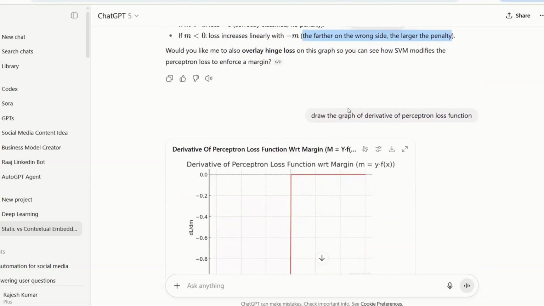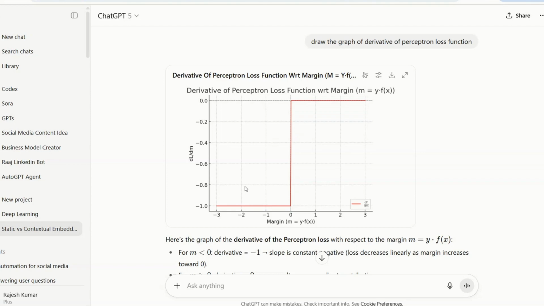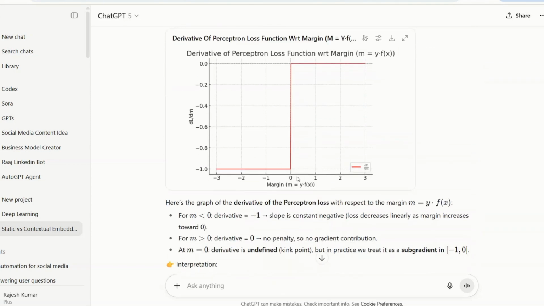I just put this prompt, draw the graph of derivative of perceptron loss function, and ChatGPT will draw a very nice graph. This graph says that for a positive point, where y times f(x) is positive, these are the regions which have no error. So for no error, my slope is 0. Slope is 0, I mean there's no change. It means that if your points are classified, you don't have to update your weight and bias. If you apply gradient descent, your slope will be 0, so there will be no change in the weight and bias for the classified point.